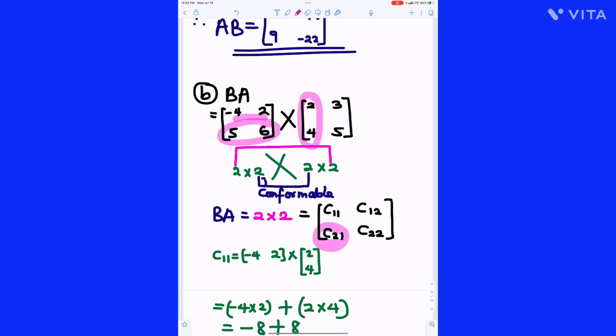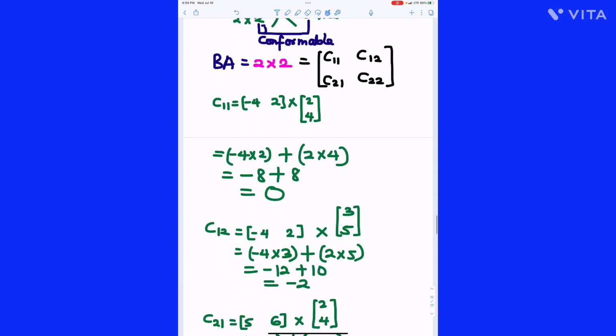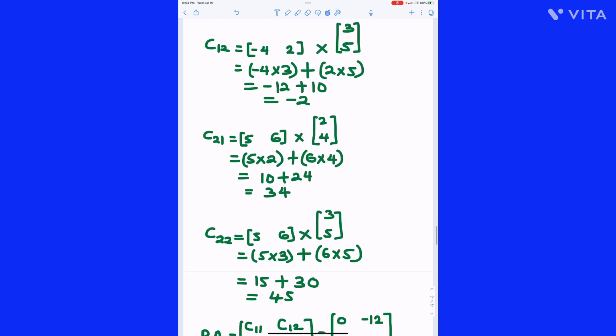I'll multiply the second row in matrix B by the first column in matrix A, which is this column. So what do I get? 5 times 2 plus 6 times 4. That gives me 10 plus 24. And that gives me 34.